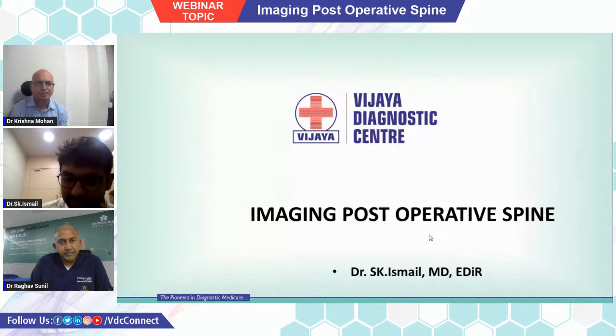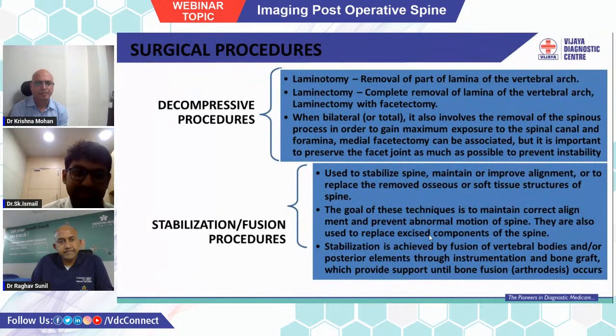Today's topic of discussion is imaging the post-operative spine. So there are various modalities of imaging, the X-ray and CT. X-ray is usually done as a part of follow-up, especially in cases of instrumentation, in order to look for any instrumentation failure or instrument-related complications. And the use of CT is also similar to X-ray, mainly to look for any instrument-related complications, instrument fracture or malposition, and also to look for osseous fusion, especially in cases of stabilization and fusion procedures.